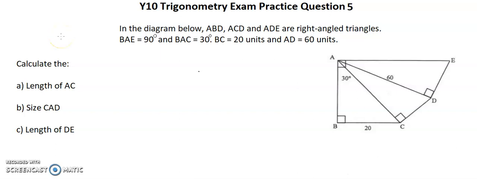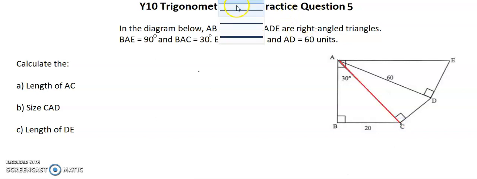Year 10 Trigonometry Exam Practice Question 5. In the diagram below, ABD, ACD and ADE are right angled triangles. BAE is 90 degrees and BAC is 30 degrees. We know that B to C is 20 units and we know that A to D is 60 units. So we need to calculate A to C. So that is this line right here.